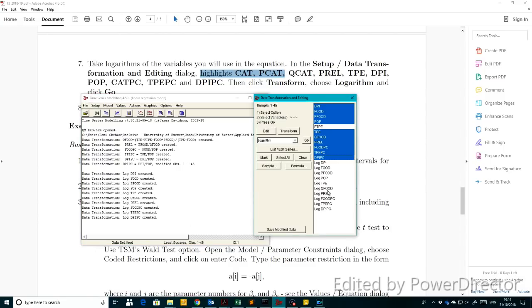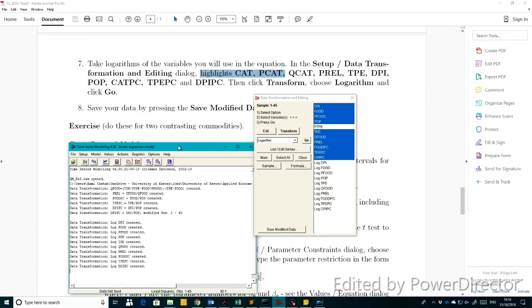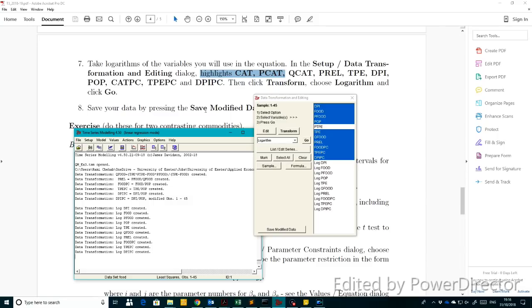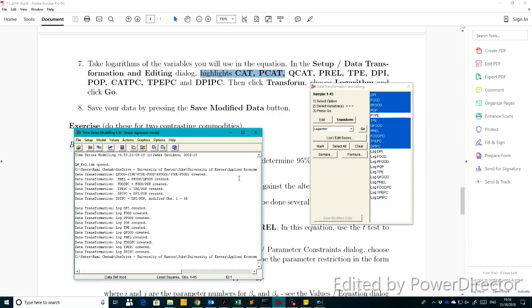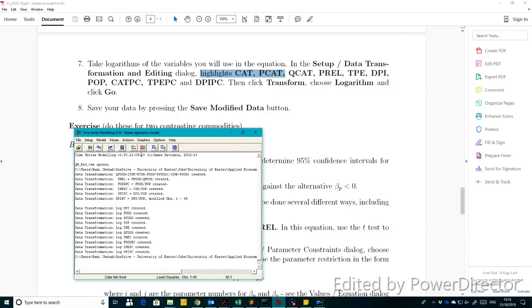So now we have all our variables in logarithmic form, and then step 8 would be to save your data by pressing save modified data. So we press on save modified data, and we say save data, we say yes. So now we have saved data.